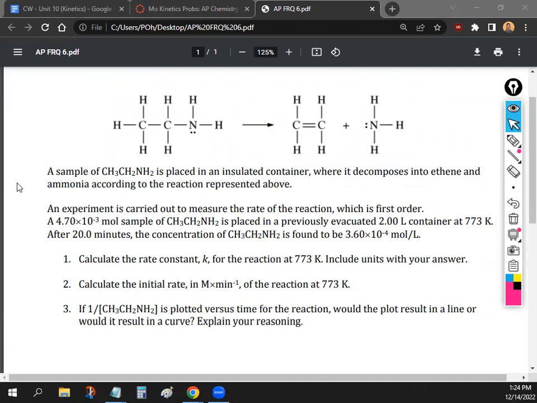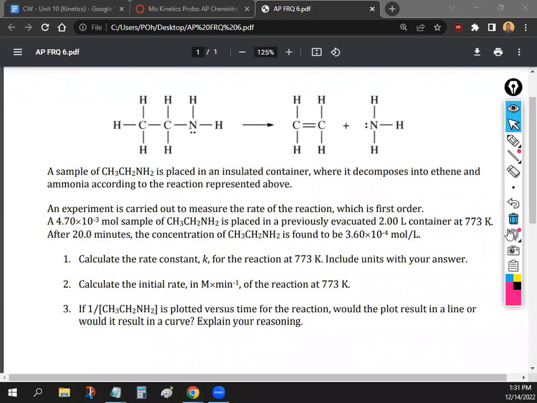Okay, so we're going to carry out this experiment to measure the rate of the reaction, and it tells you that it is first order. So that's going to be a good piece of information. This is a first order reaction. Okay, you get a bunch of numbers, and you guys first have to start by calculating the rate constant at 773 Kelvin, which is basically just the temperature that the numbers come from. Okay, so I'm going to give you guys some time to solve out number 1. And then after that, we will go over the answer together.